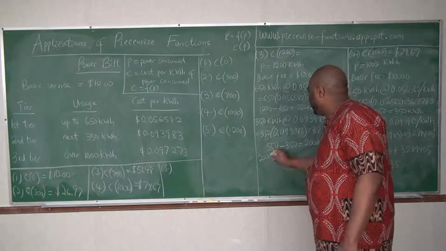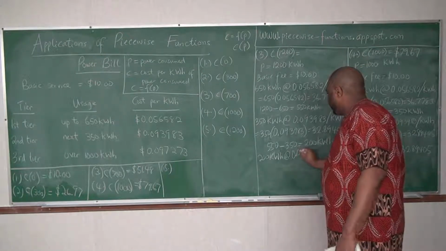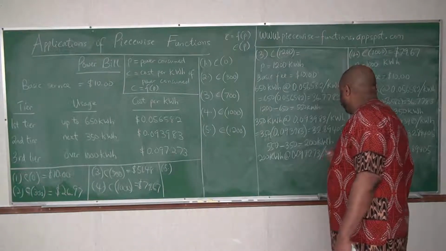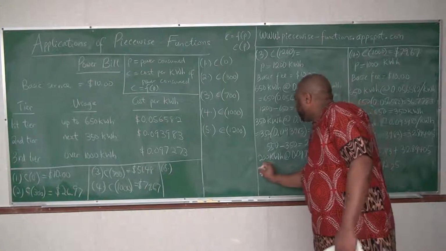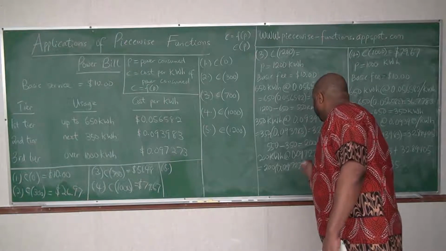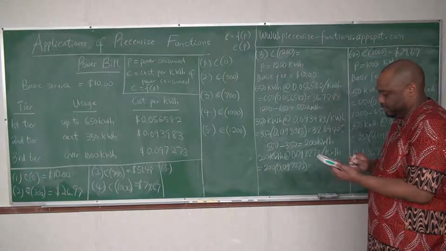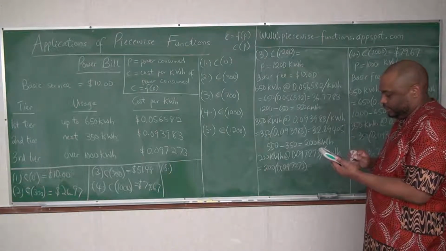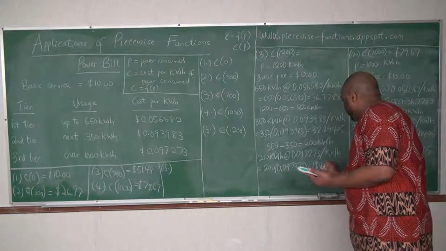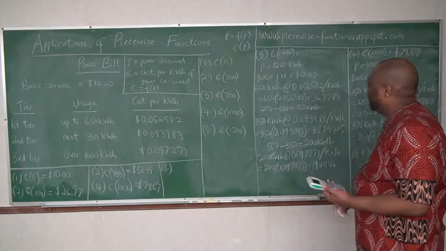So 200 kilowatt hour at 0.097273 per kilowatt hour. So this will be 200 times 0.097273, and that is 19.4546.